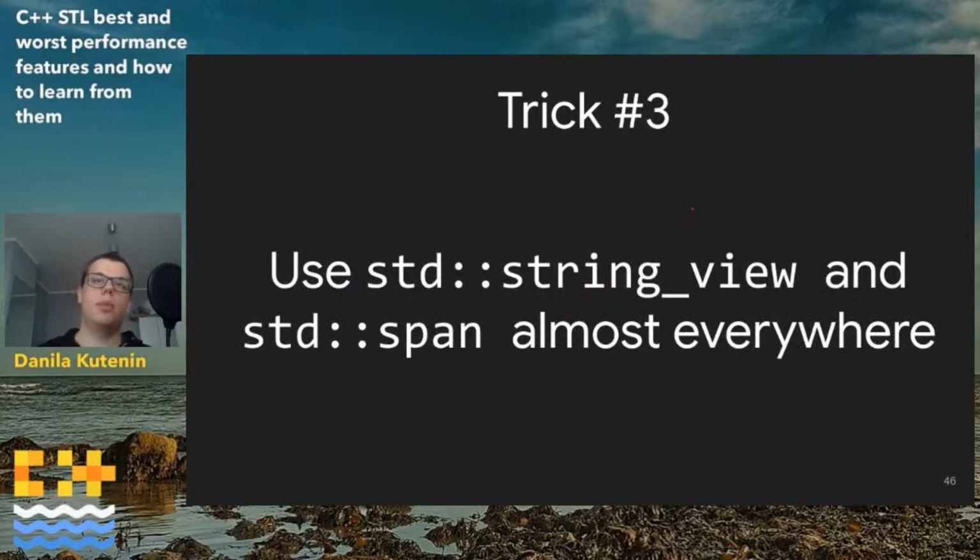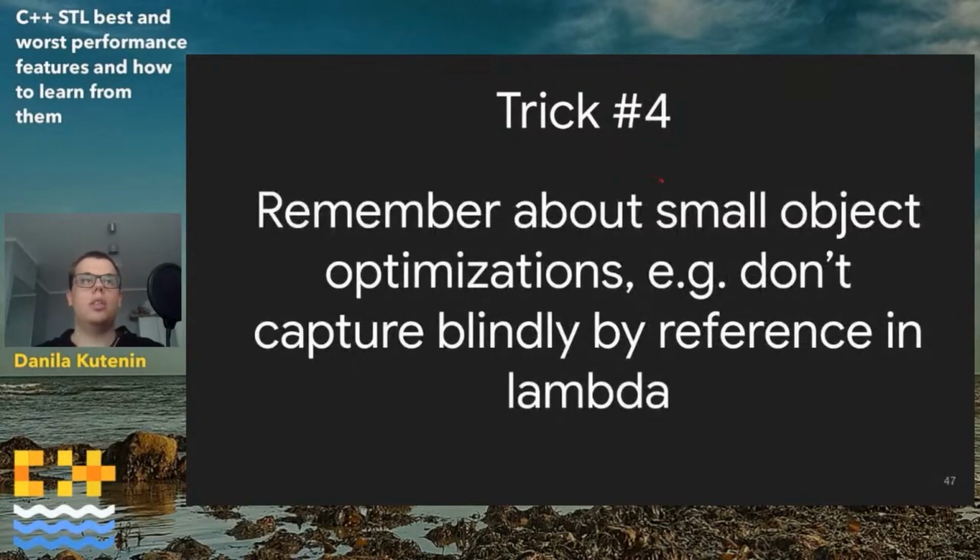This leads to trick number 3 that I found quite useful: try to use standard string view and standard span almost everywhere when you don't need the ownership of the continuous container. Standard span is basically a C++20 feature that's almost like standard string view, but for any continuous containers. They are cheap to copy. They are trivial. So all trivial types are good. And this also leads us to trick number 4. Always remember about small object optimizations.